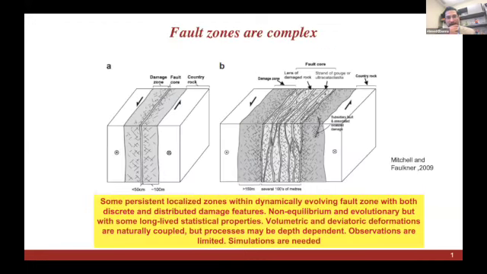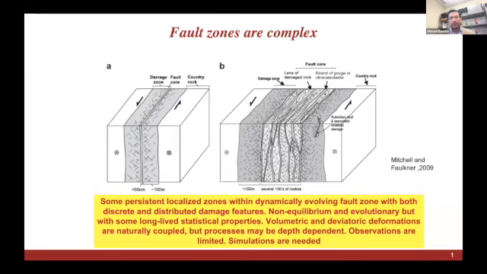So our starting point is, as Alice mentioned, fault zones are complex, and probably most of us are familiar with this classical figure from Mitchell and Faulkner. Whether you consider a fault zone consisting of a single core or multiple cores, it's evident that there are persistent localized zones within a dynamically evolving fault zone that combines discrete and distributed damage features, and that structure is continuously evolving, but luckily with some long-lived statistical properties.